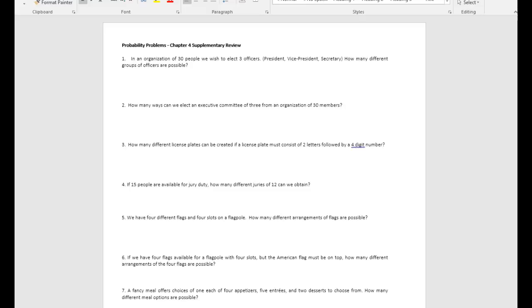All right, without any further ado, let's get started. Number 1. In an organization of 30 people, we wish to elect 3 officers: president, vice president, secretary. How many different groups of officers are possible? So we have a group of 30, and we're going to be choosing 3 officers. So this is just going to be our standard combinations formula.